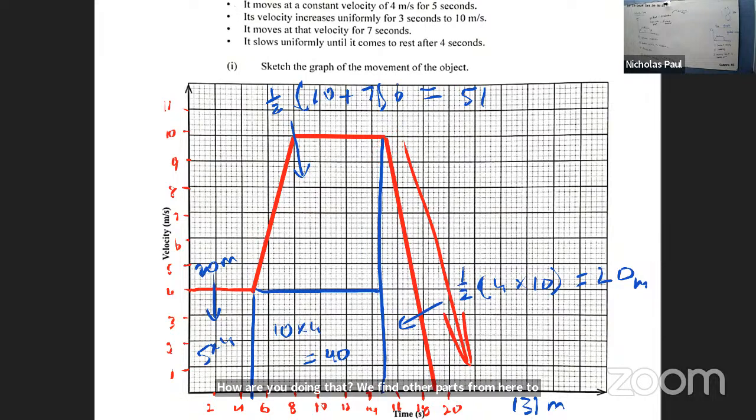Alright, so V over T... Just find the gradient. If you want, you could use final velocity minus initial velocity over time. But technically the gradient is the one to use. It gives the same value. So you can use the initial velocity, final velocity and time.